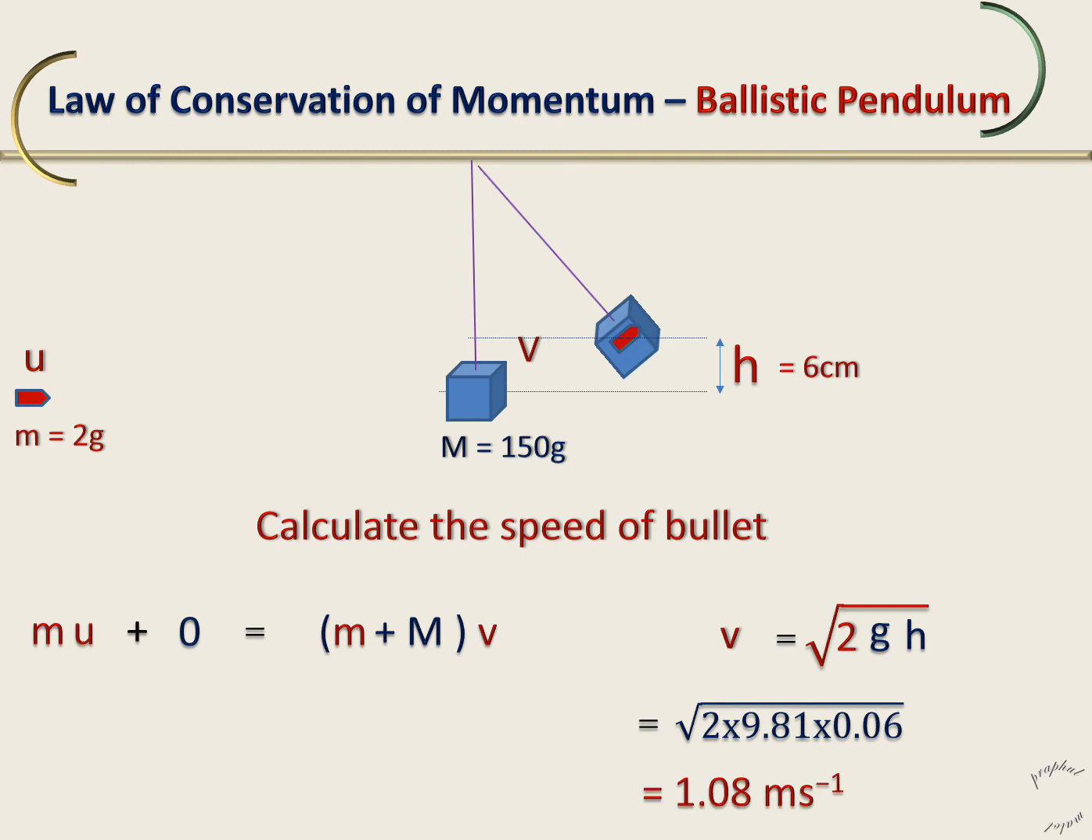The answer I got is 1.08. That's the speed of the bullet and block after collision. That's our v. Now you can go back to the first equation and substitute the value of v there, and you can get the initial speed of the bullet, u. So the bullet was moving at 82 meters per second. Okay?